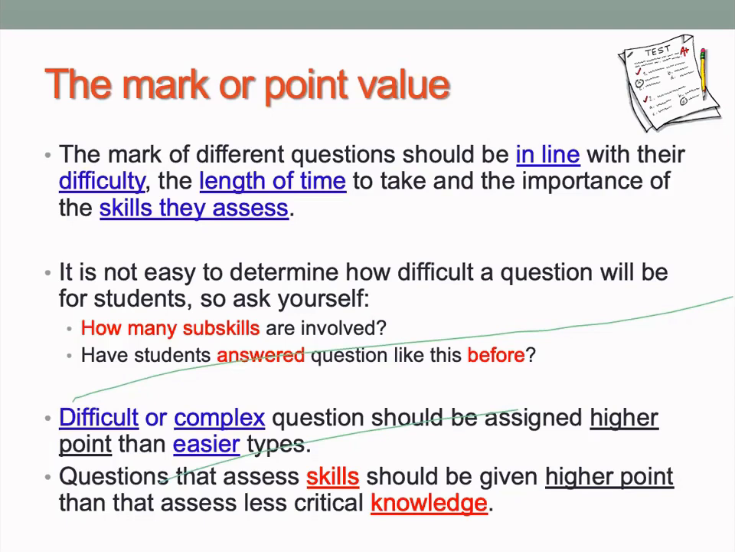Of course a difficult or complex question must be assigned a higher point value than an easy one, and a question that assesses a key skill should also be given a higher point value compared to a question that assesses less critical knowledge. This is the guideline.